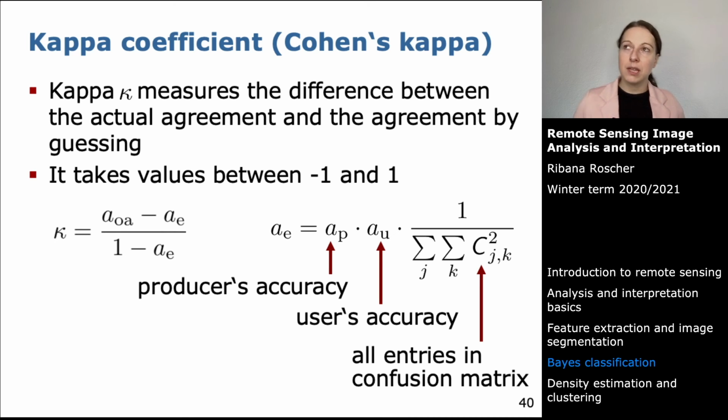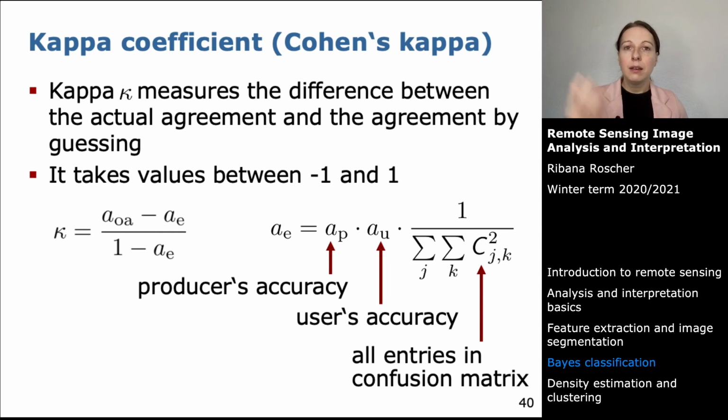So I always think a little bit as it has a similar characteristic as a correlation coefficient, which is also between -1 and 1. Totally different equation, but thinking about it helps me to understand it. So the equation is here. The equation includes the overall accuracy, and there's then a more complex term. I denoted it with A with an index E, and E includes the producer's accuracy, the user accuracy, and also all entries in the confusion matrix.